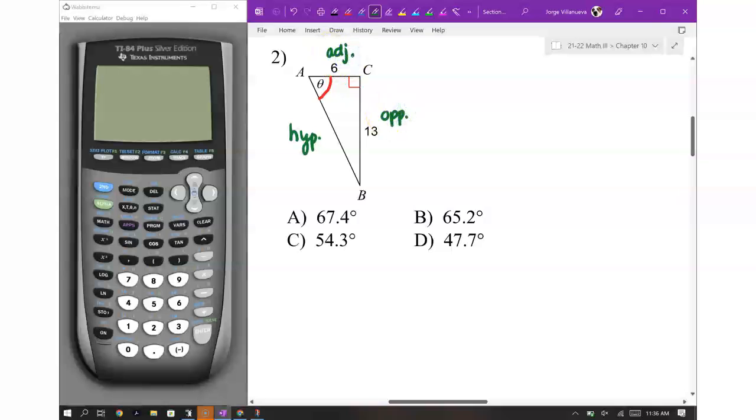They gave me an opposite and an adjacent. Which trig function deals with opposite and adjacent? TOA, which is tangent of theta equal to opposite over adjacent, which is 13 over 6. In one step, I can figure out the angle. I just do this. Theta equals tangent inverse of 13 over 6.